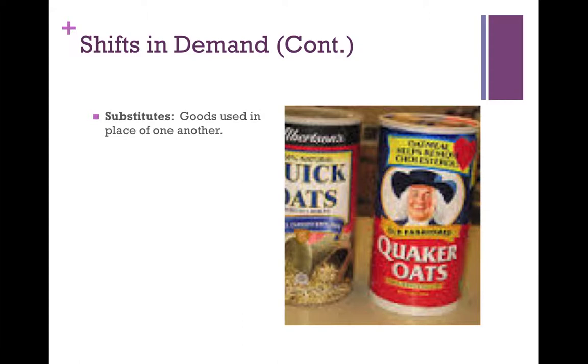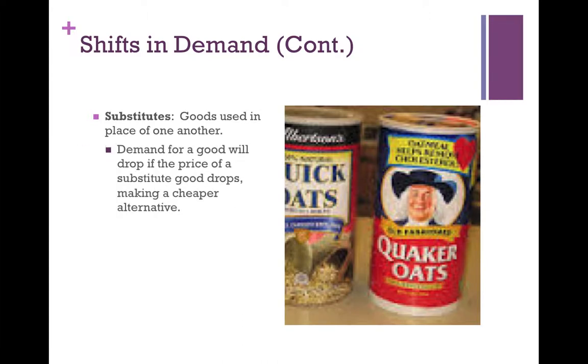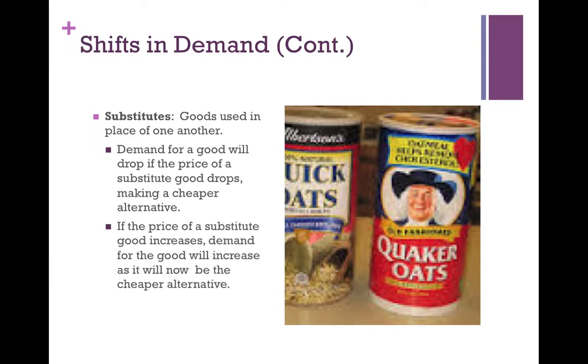Substitutes are goods used in place of one another. Demand for a good will drop if the price of a substitute good drops, making a cheaper alternative. If the price of a substitute good increases, the demand for the good will increase, as it will now be the cheaper alternative.